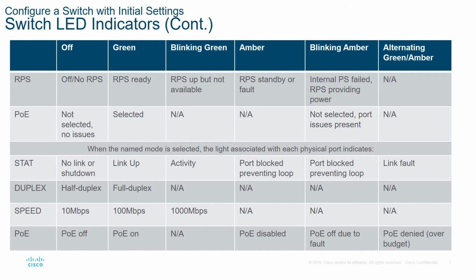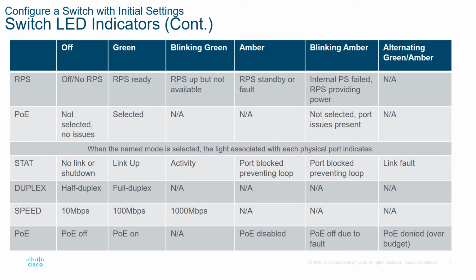the port. If the duplex LED is off, meaning that the port is operating at half duplex mode. If the duplex LED is green, meaning that the port is operating at full duplex mode. If the speed LED is off, meaning that the port is operating at 10 Mbps speed. If the speed LED is green, meaning that the port is operating at 100 Mbps speed. If the speed LED is blinking green, meaning that the port is operating at 1000 Mbps speed.